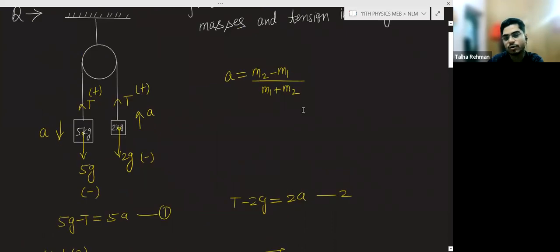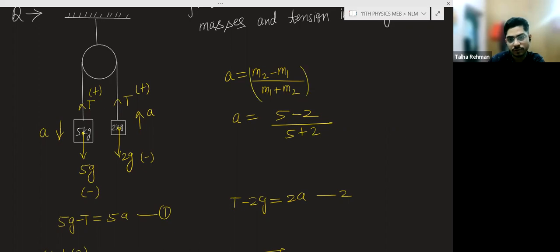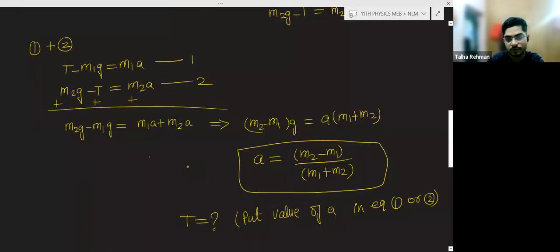Or you can use this formula also directly. What is M2? M2 you will take always greater mass. Okay, so M2 is 5. What is M1? 2. M1 plus M2 means 5 plus 2. Okay, and here there will be G also. So this is G. So here will be 3G by 7, your answer. 3G by 7 will be your answer. Okay, so here also there will be G in this formula.